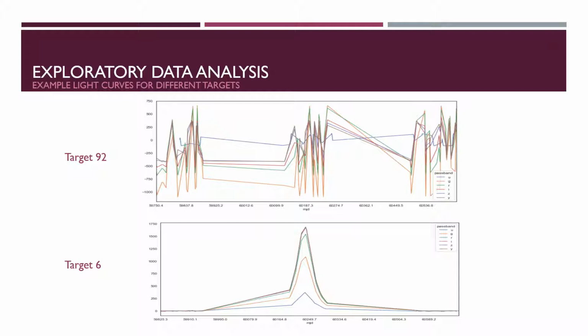I continued by looking through different types of light curves to try to understand how they compare to each other. On this slide, we see two different examples of light curves. The top one is target 92, and it shows a light time variance that has a large amplitude and a period that's fairly short, on the order of a couple days or less. Target 6 below shows a more Gaussian-like light curve where there's a steady increase in flux and a steady decrease. This also seems to be like a one-time event because flux before and after the peak are near zero.